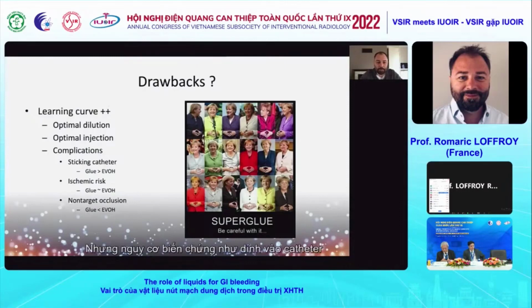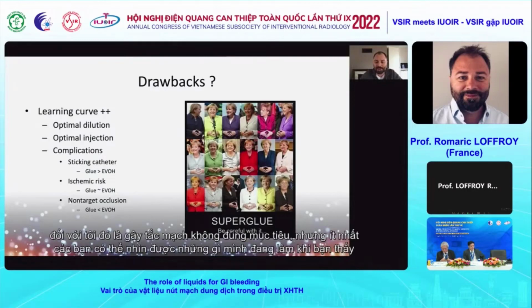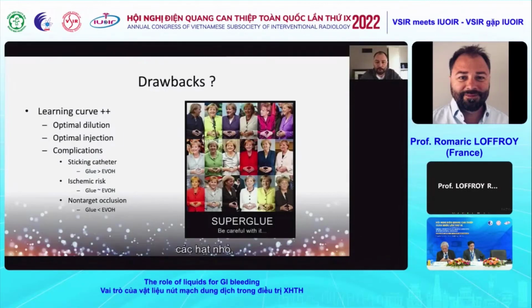but the risk of complications, sticking the catheter probably a little bit more with glue than with copolymers, but honestly, I've never stuck any catheter and left any catheter in any patient, so forget about that. The main risk to me is non-target occlusion, but at least you see what you are doing as compared to particles. You don't see the particles, you see the glue and you see the copolymers. So this is better in terms of radio-opacity.